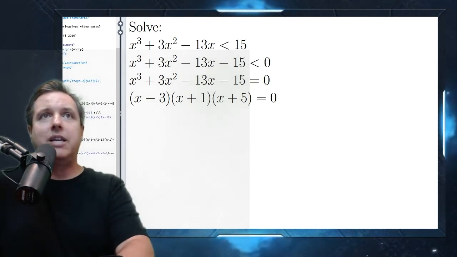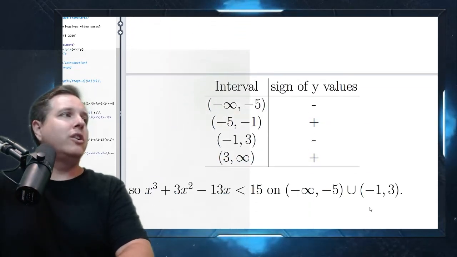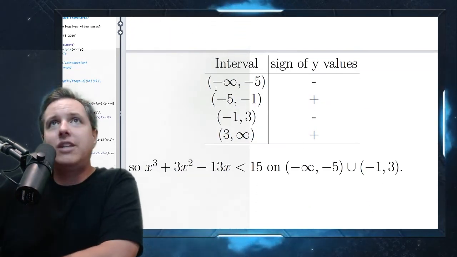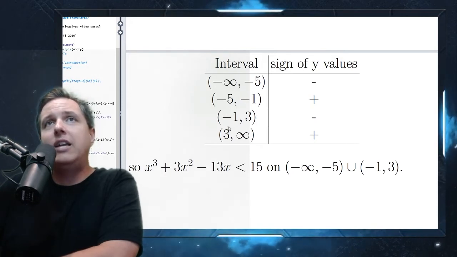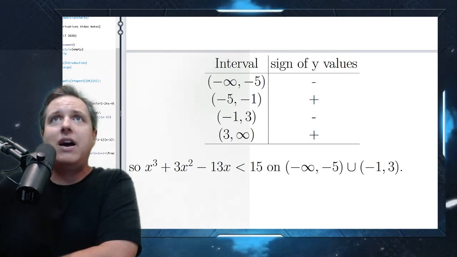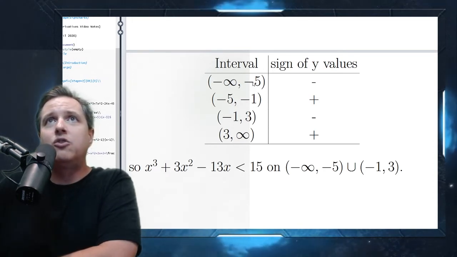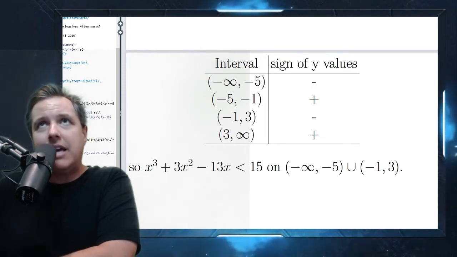Well, we're going to do some test values. Let's look at our sign chart. So here's what our sign chart looks like. Notice I've broken the x-axis up into the intervals that are defined by those x-intercepts that we came up with, right? -5, -1, and 3. So these are all the intervals that go between those x-intercepts.